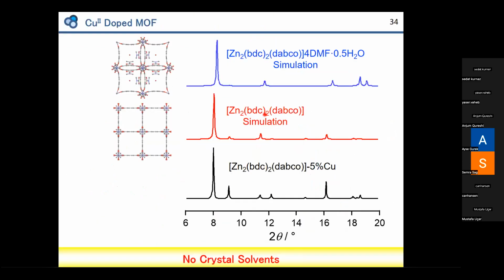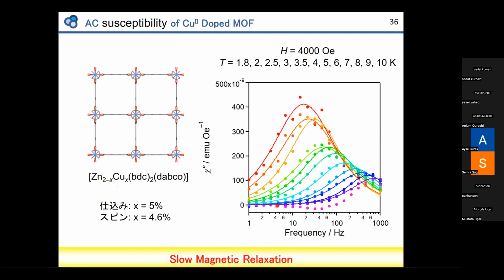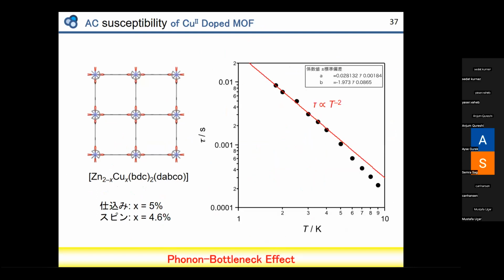You know, the zinc MOF is a diamagnetic species. We dope the copper into the zinc MOF, the 3-dimensional MOF. Then slow magnetic relaxation is observed. This is evidence of a spin qubit, slow magnetic relaxation. From the Arrhenius plot, this is due to the phonon bottleneck effect. This is not a single-molecule magnet, but the phonon bottleneck effect.